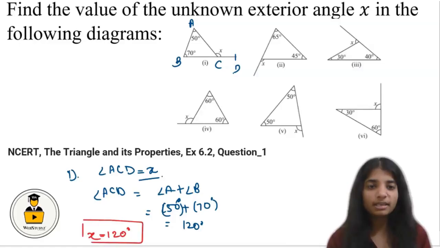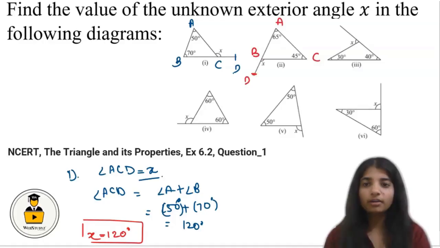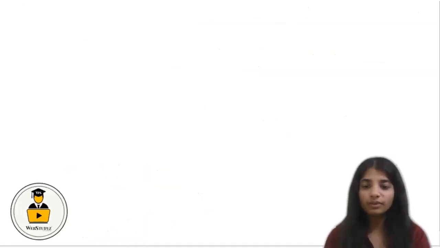Now the next part. Let's say this triangle is given to us. We are going to name this A, this is B, this is C, and this is the extended point D. So here we have to find out the value of the angle CBD, which is equal to x.